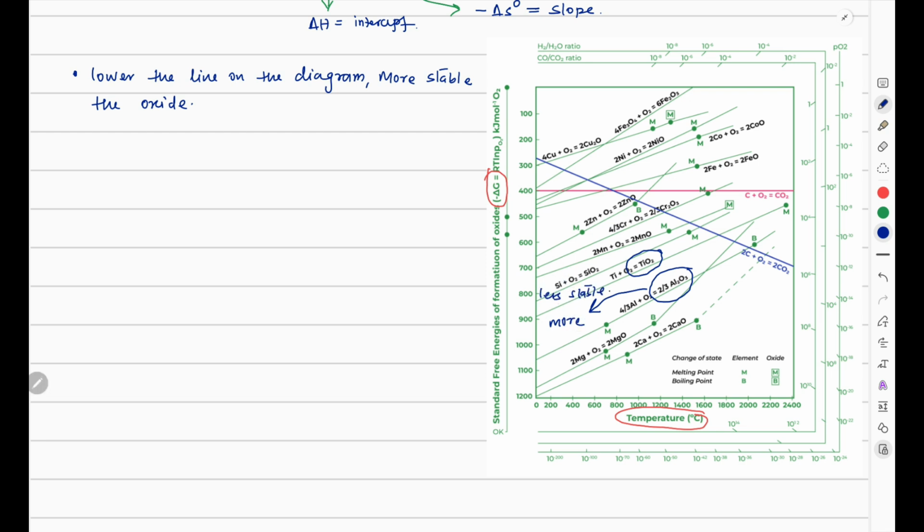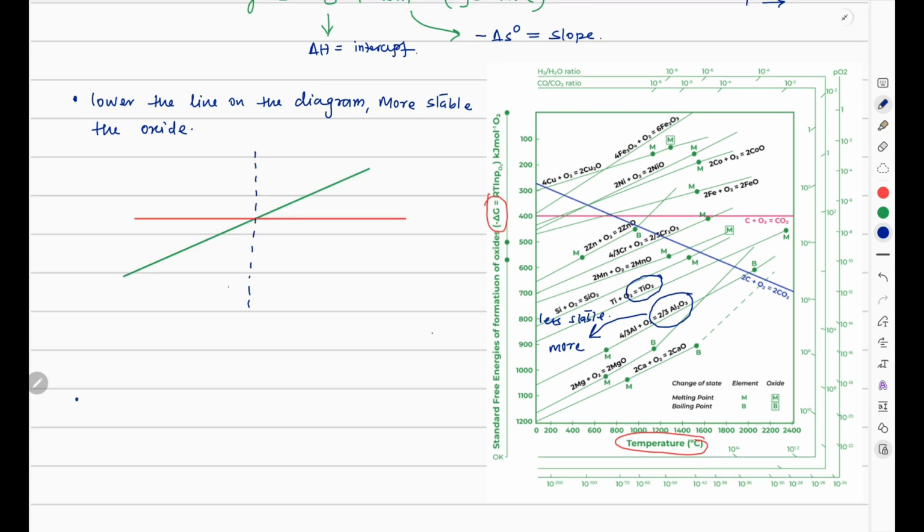So suppose that we have two lines. Suppose that this is temperature T1. According to the above statement, for temperature T less than T1, the lower line is this green part, so this is more stable. And for temperature greater than T1, the red line is lower in the diagram, so this part is more stable. Means the oxide of this will be more stable here, and the oxide of this will be more stable here.